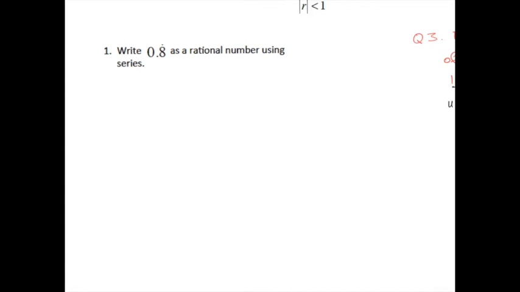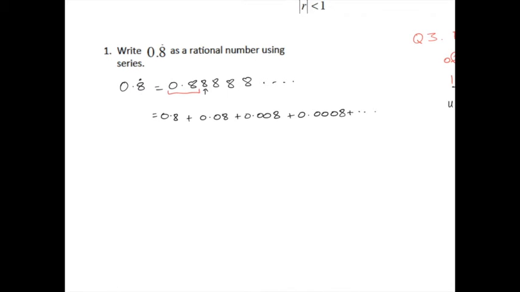Write 0.8 recurring as a rational number using series. Let me explain what I mean by this. Girls, what's 0.8 recurring as a longer decimal? Like, 0.8... beautiful. Now, I'm separating this huge decimal into 0.8 plus 0.08 plus 0.008 plus 0.0008 plus ... So in other words, this 8 is there, this 8 is there, this 8 is there, this 8 is there.